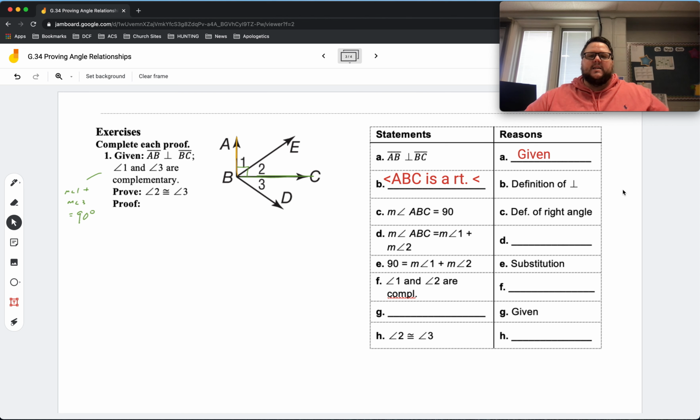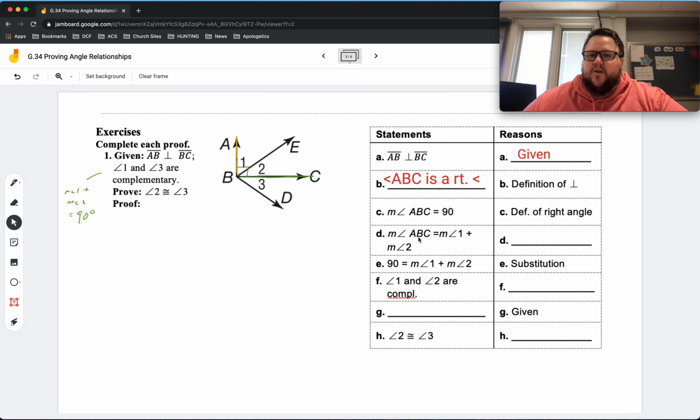So angle ABC is a right angle. Why? Because of the definition of perpendicular lines. Then they tell us the measure of angle ABC is 90 degrees. Well, it's 90 degrees because that's the definition of a right angle. All right angles measure 90 degrees.